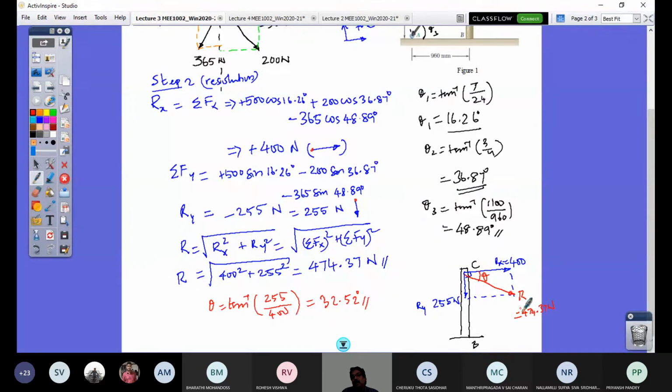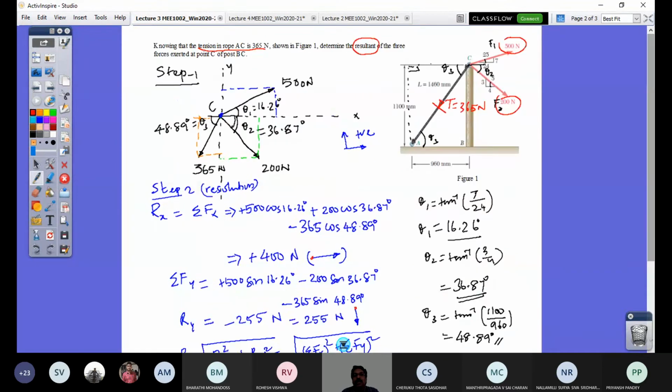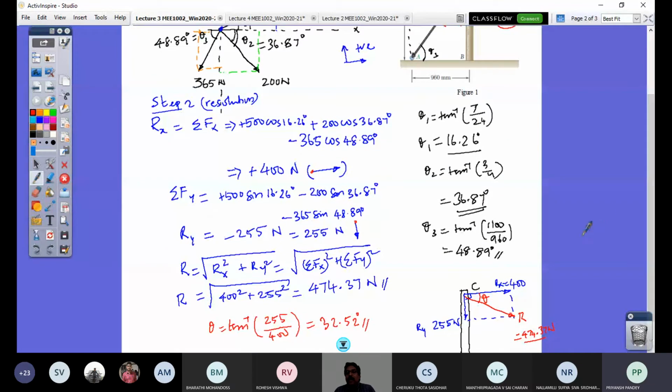So I have got now the resultant of this system of forces, called a concurrent system of forces. So this system of forces is called what? Concurrent system of forces. Why? Because the three forces on the post at point C have a common line of action, intersection, right? Sir, I have a doubt, sir.